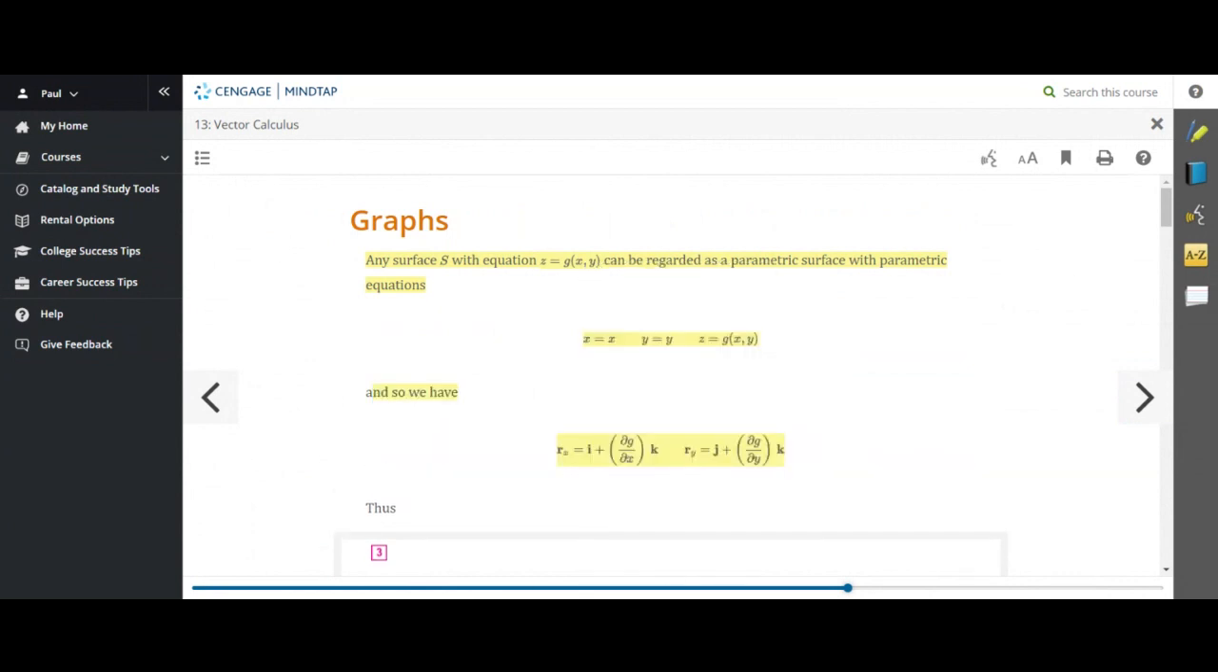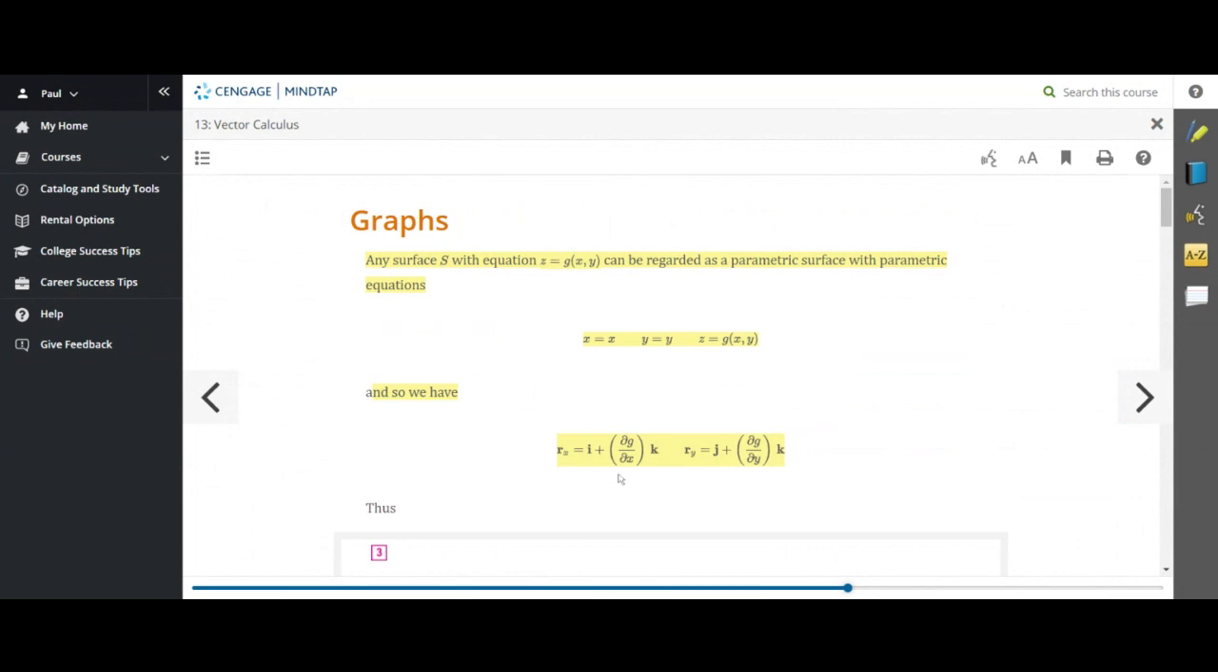So any surface that can be written as an equation z equals a function of x and y can be regarded as a parametric surface with those parametric equations. Your parameters could be x and y, and then z is a function of x and y, right? So x and y are your parameters. So if you then do the derivative of r with respect to x and the derivative of the r vector with respect to y, that's going to equal what you see up there.